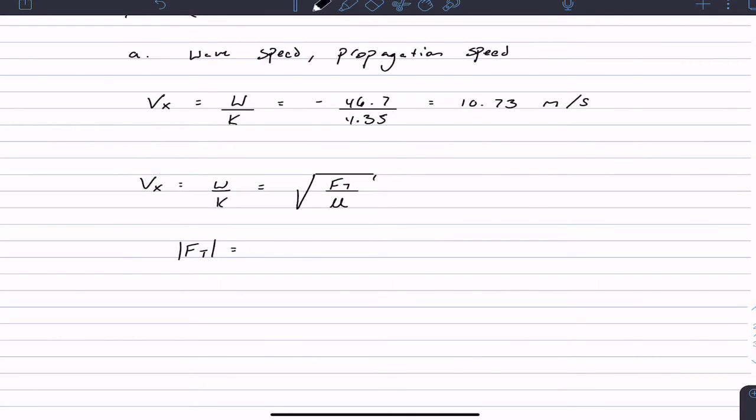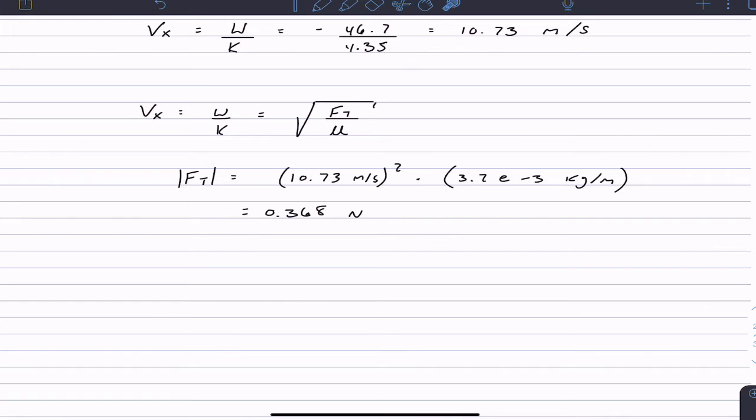Okay, so then we have 10.73 meters per second, all squared, times a mass density of 3.2 e to the negative 3 kilograms per meter. Right, and that's pretty much it. And then you just plug that in, and you get a value of 0.368 newtons. Right, let's just check the units real quick. Here we have meters squared per second squared. This is kilograms per meter. So that's kilograms per meter, meters squared per second squared. One of these cancels, that's a newton. Cool, so that works out.